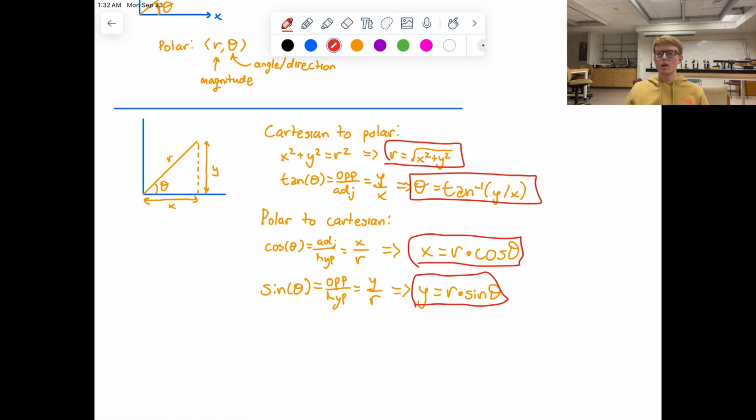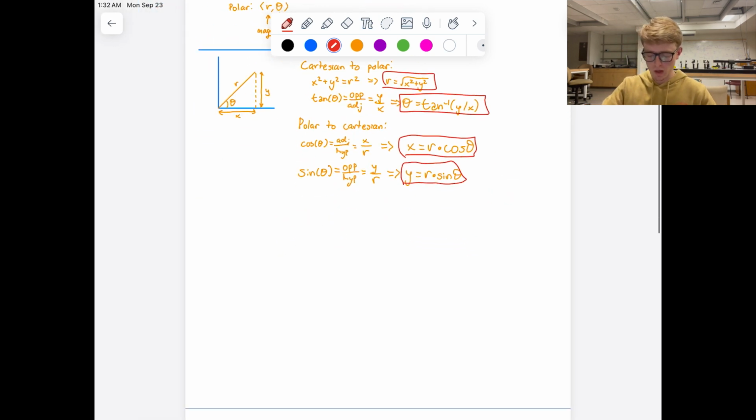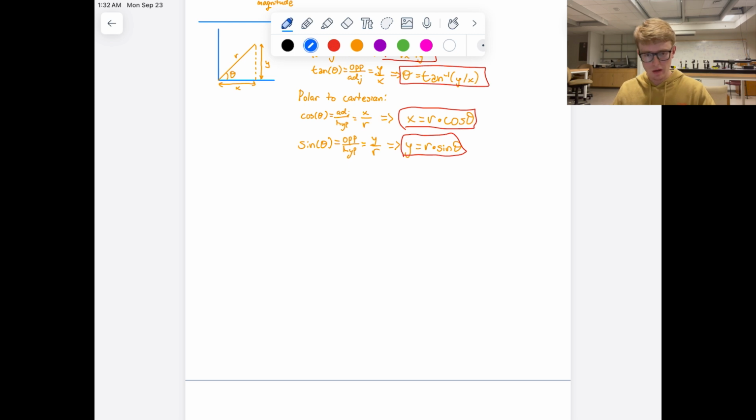So these are our four main equations that we're going to need to convert between coordinate systems. Now that we've covered all of that, those are the basics on coordinate systems and how to go between them. Let's actually talk about vector operations. That's the main topic that we need to get into when we talk about vector math.